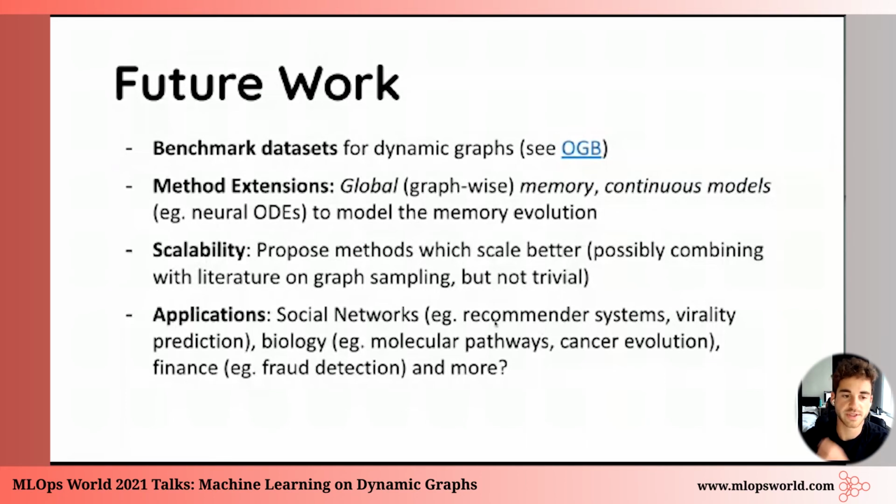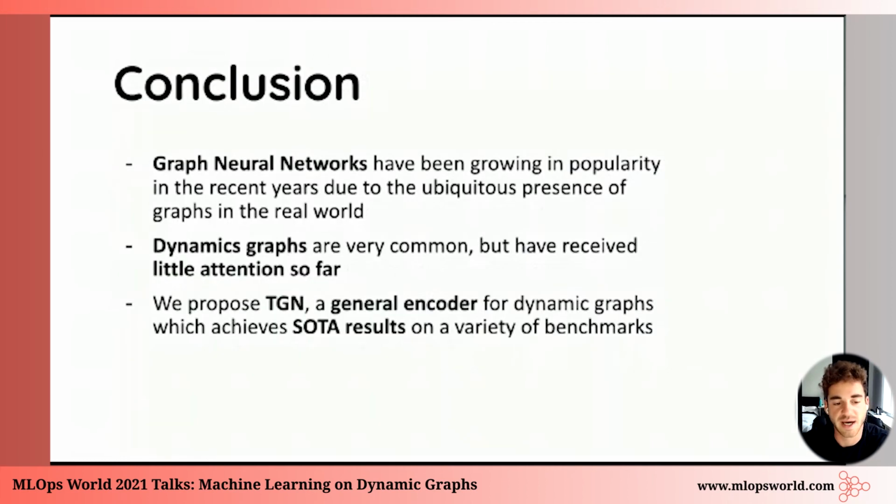So to conclude and sum up, I've been telling you how graph neural networks have been growing in popularity in recent years, mainly due to the ubiquitous presence graphs have in the real world. However, dynamic graphs have received very little attention so far, even though they are also very, very common: in social networks, biological networks, financial networks, and so on.